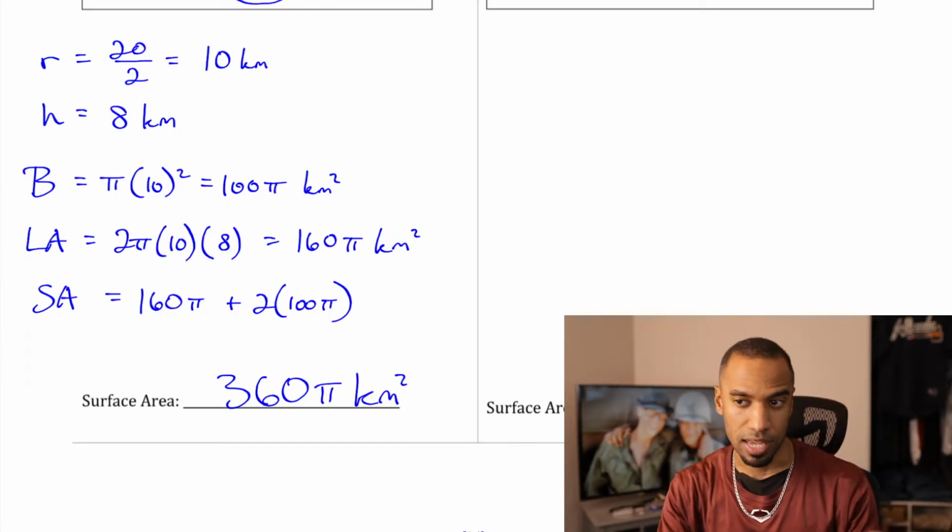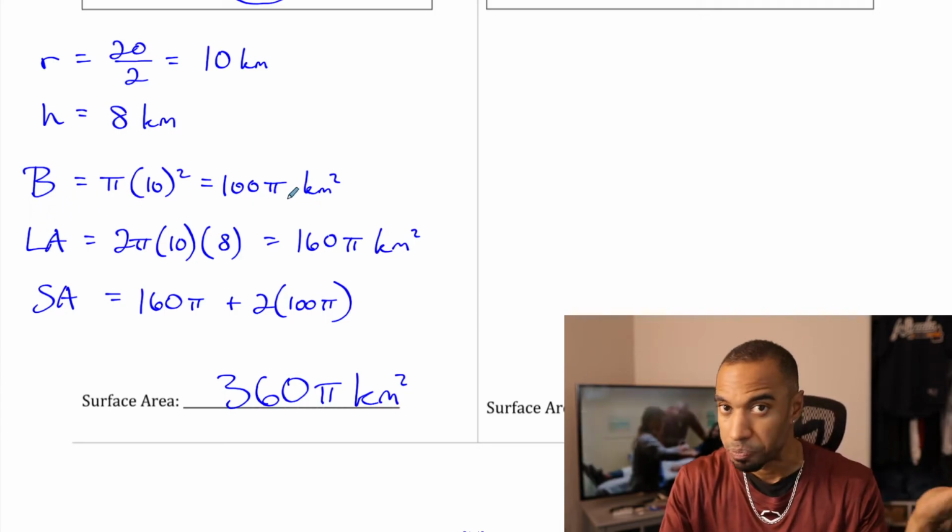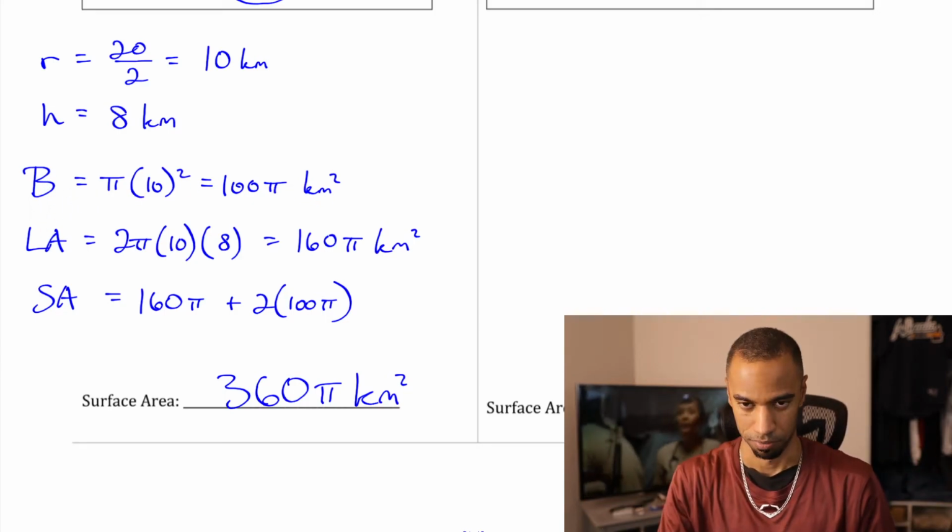So there's the exact one there in square kilometers, getting surface area by kind of deconstructing this thing. And yeah, there's the labeling. We are good to go on that one.